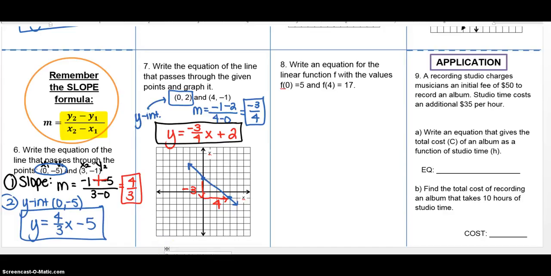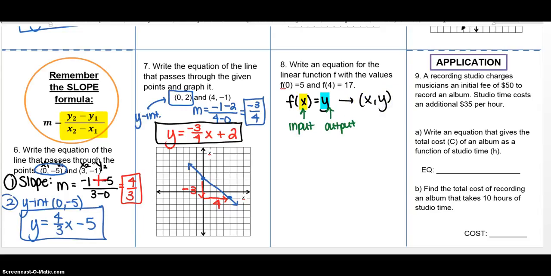Number 8, write an equation for the linear function with the values f of 0 equals 5 and f of 4 equals 17. Remember function notation? F of x equals y, where x is your input and y is your, hopefully you're thinking, output. And how can we make this into an ordered pair? It already is an ordered pair. It's the ordered pair x comma y.